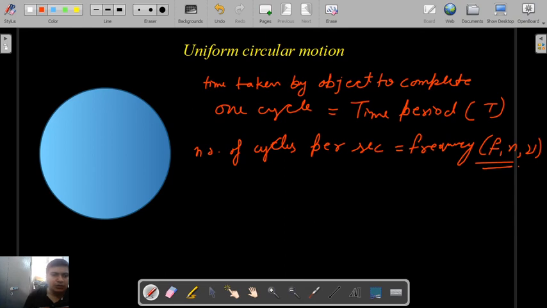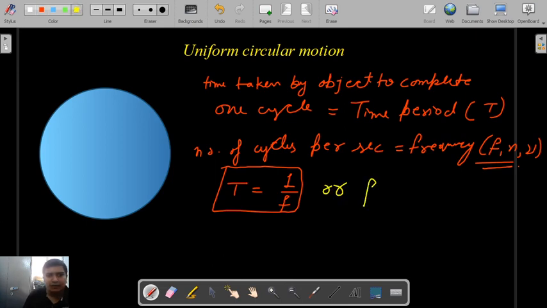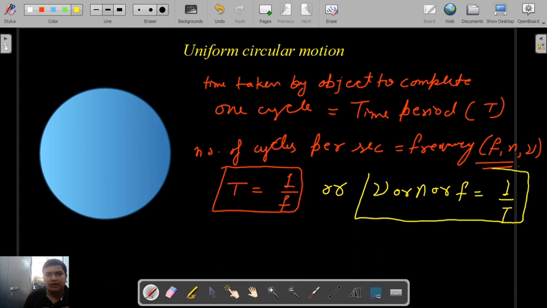Okay, so there is a relation between time period and frequency, that is time period T equals 1 upon frequency, or we can say frequency nu or n or f equals 1 upon time period. So this is the relation between frequency and time period.